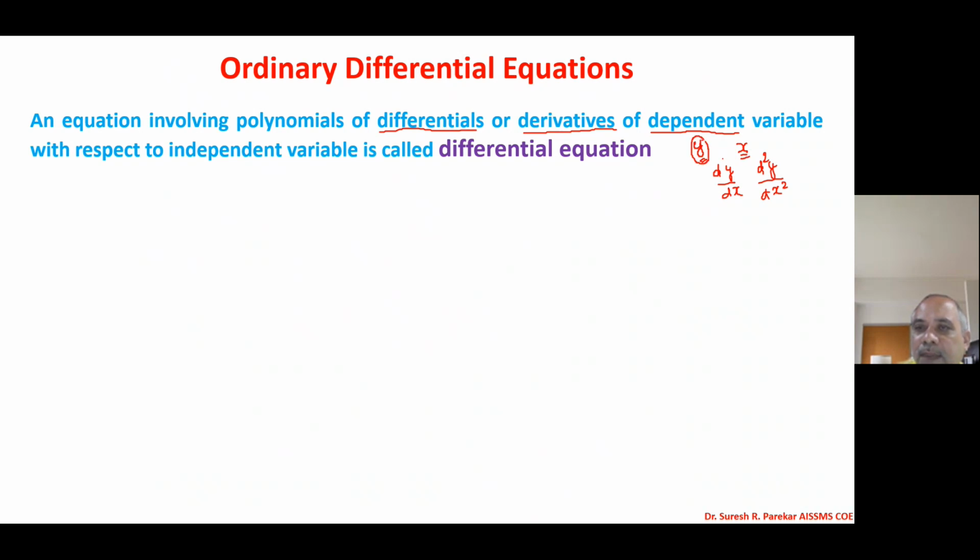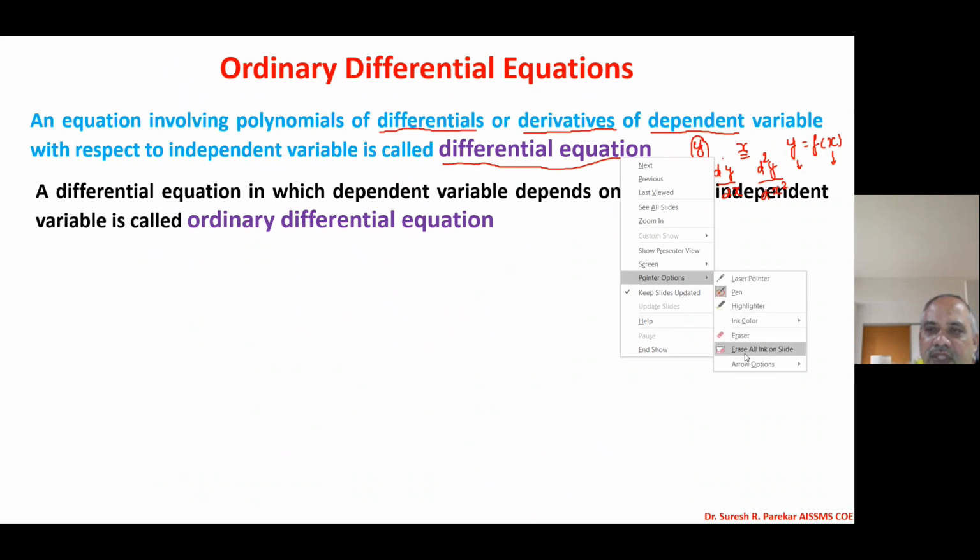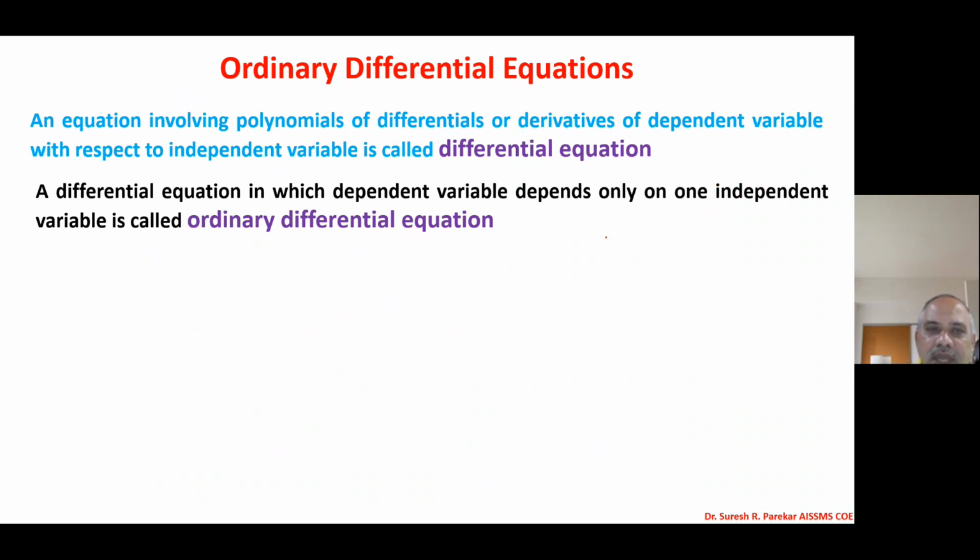y is a dependent variable. y is a function of x. So y depends on the value of x. So we are going to say x is the independent variable and y is the dependent variable on x. If we have such terms, then that equation we are going to say is a differential equation. Now we have two types in this. We have the ordinary differential equation and we have the partial differential equation.